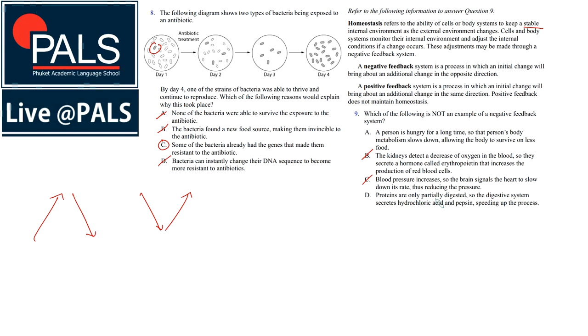Whereas D, there's some hydrochloric acid and pepsin probably already in the stomach, and they start digesting the food. This is not fast enough, so more hydrochloric acid and pepsin are released, which makes it faster. So let me think about this one again.